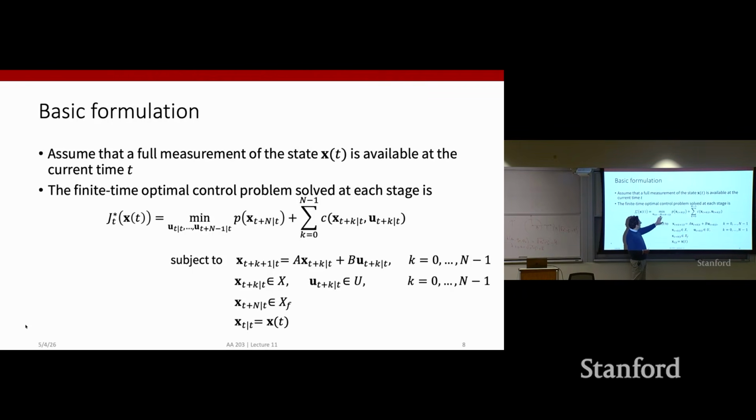So you solve for this optimal control sequence. You use the first term. You move into state x_{t+1}. You measure it, and then you replan.